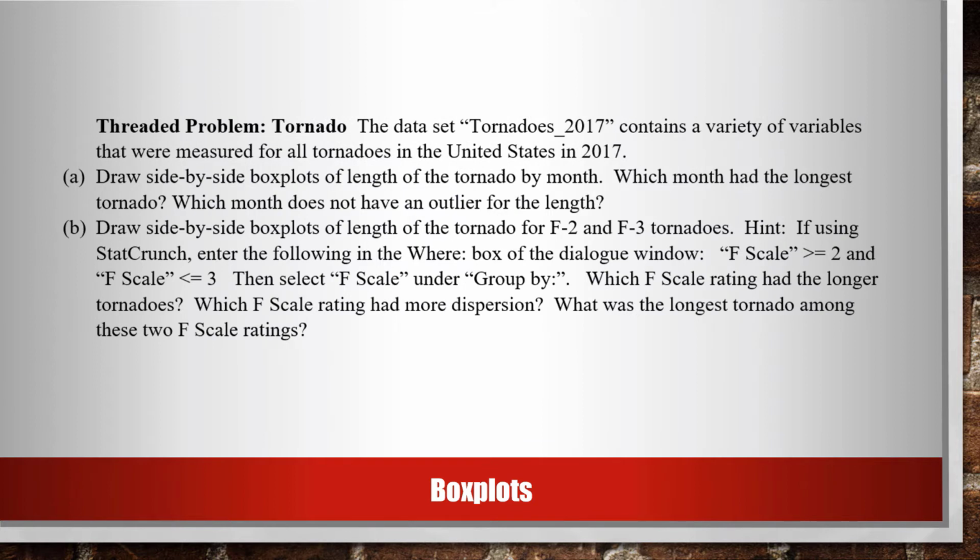Now what we're going to do is look at box plots. We compare the length by month using side-by-side box plots. We also narrow the data set down, comparing F2 scale tornadoes to F3 scale tornadoes. Note that we're giving the direction on how to get this data using StatCrunch.